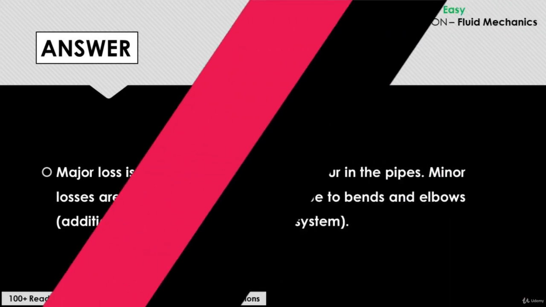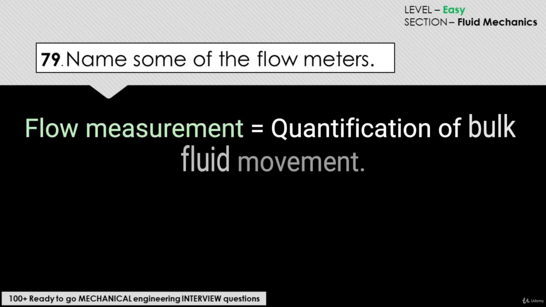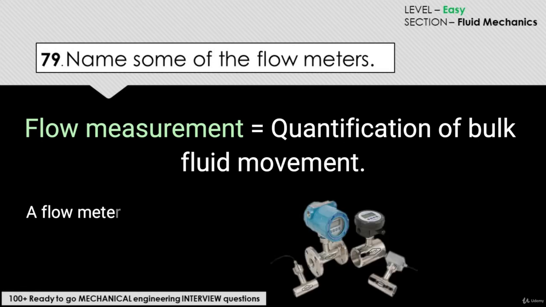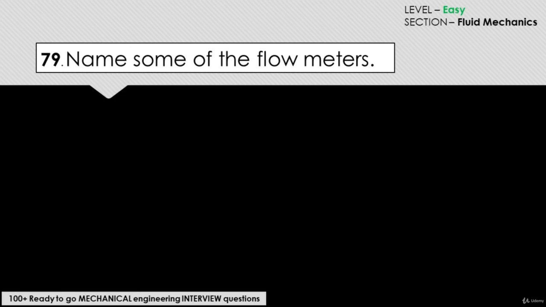Name some of the flow meters. Flow measurement is the quantification of bulk fluid movement. Flow can be measured in a variety of ways. A flow meter is a device which is used to measure the volume or mass of a gas or liquid.